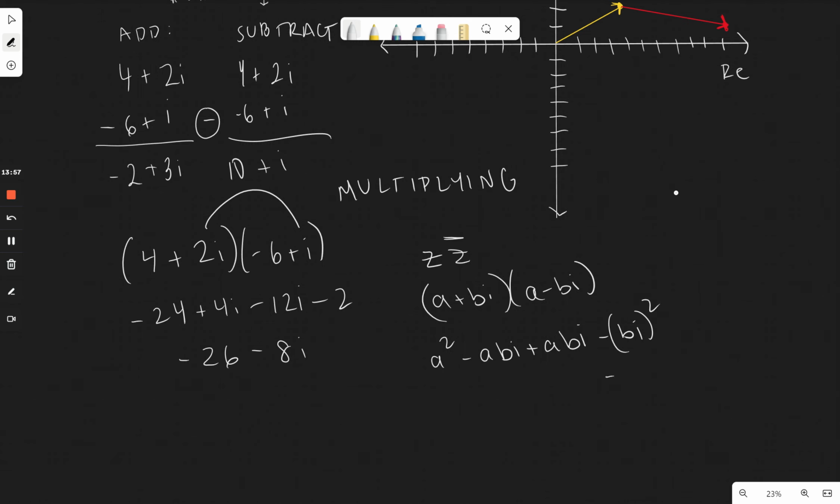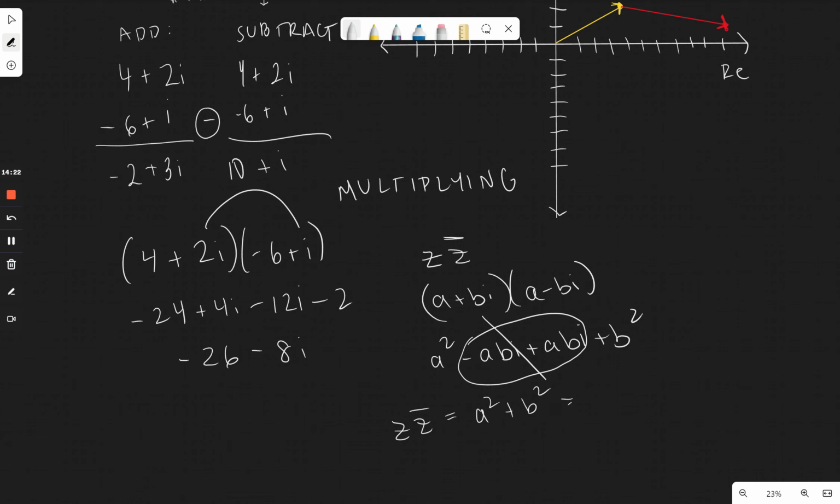And then we have minus bi squared, which is just minus b squared i squared, which is minus negative b squared. So this becomes plus b squared, right? And so these middle terms cancel out, and that just leaves us with a squared plus b squared. So a complex number times its conjugate is just going to be the magnitude of that number squared, right? Because the magnitude is the square root of a squared plus b squared. So when we square that, that's going to give us the complex number times its conjugate.